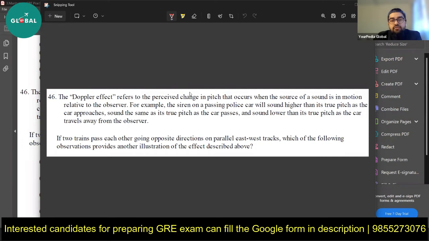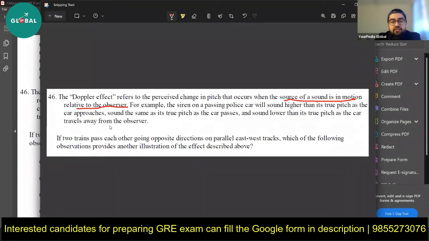The Doppler effect refers to perceived change in pitch that occurs when the source of sound is in motion relative to the observer. Okay, source of sound is in motion, this is the first thing. For example, the siren on a passing police car will sound higher than its true pitch as the car approaches, sound the same as its true pitch as the car passes, and sound lower than its true pitch as the car travels away from the observer. So this is a common observation all of us have had at some point. Okay, so this is called the Doppler effect.